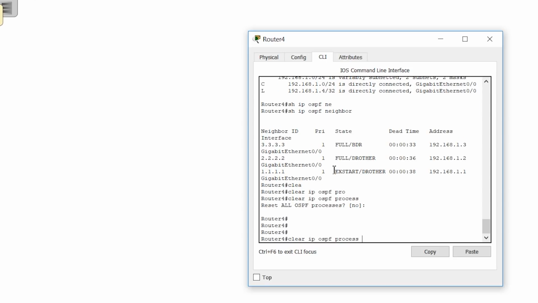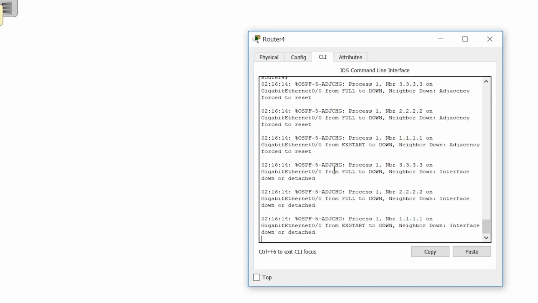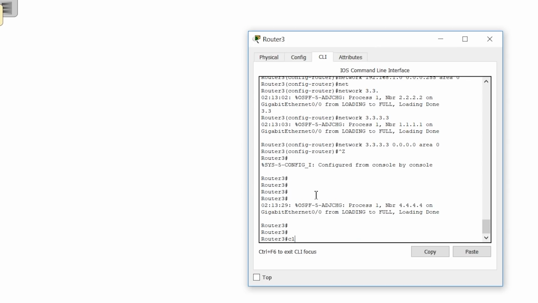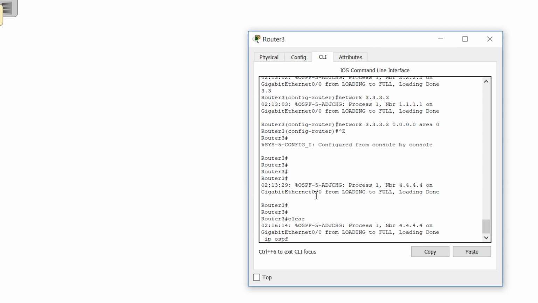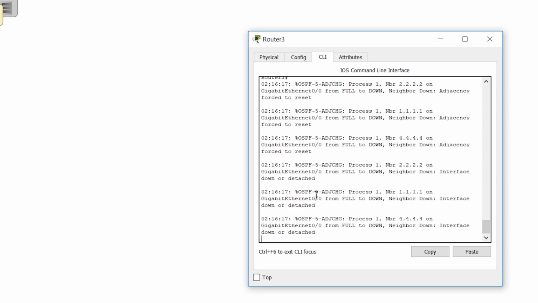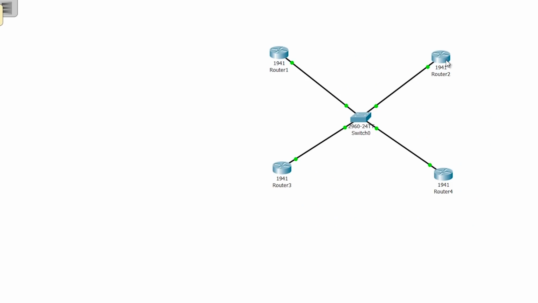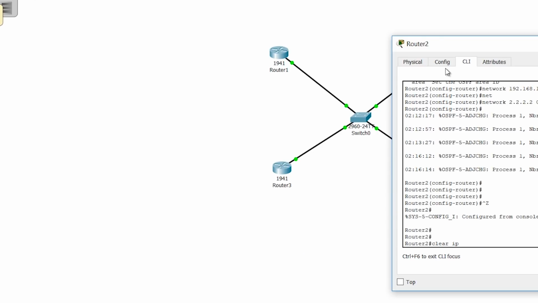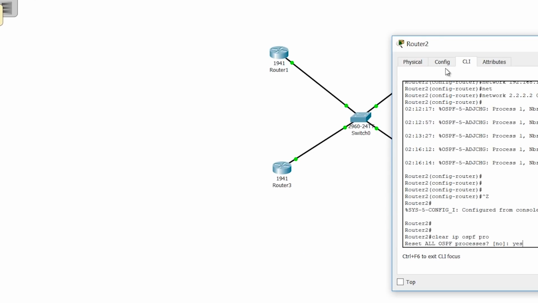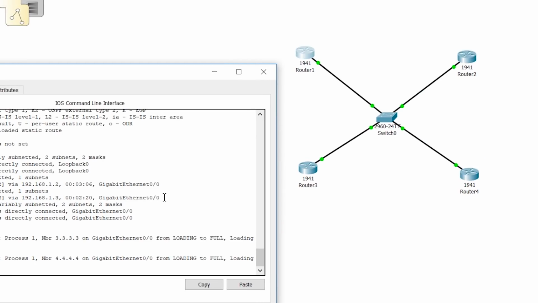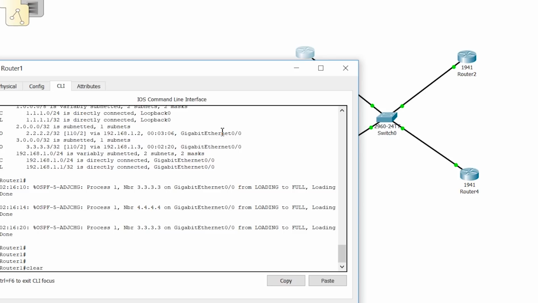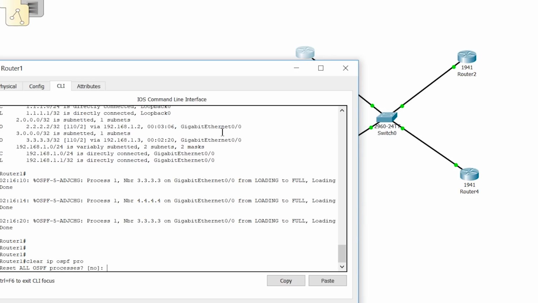So what we could do is clear IP OSPF process. Sorry, clear IP OSPF process. Yes. I'm going to do that to router 3 as well. Clear IP OSPF process. Yes. And let me do the same thing here. Clear IP OSPF process. Yes. What it does is it just clears the process and restarts it. Clear IP OSPF process. Yes.